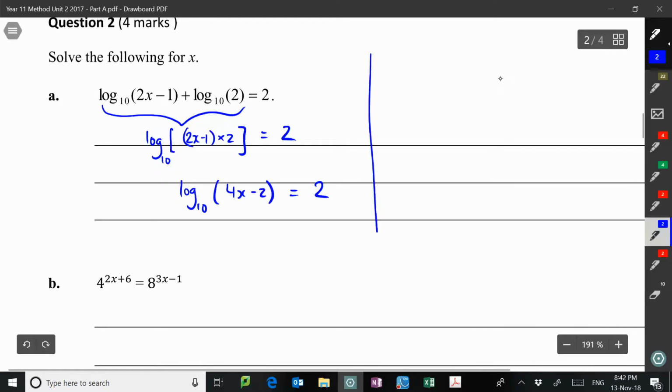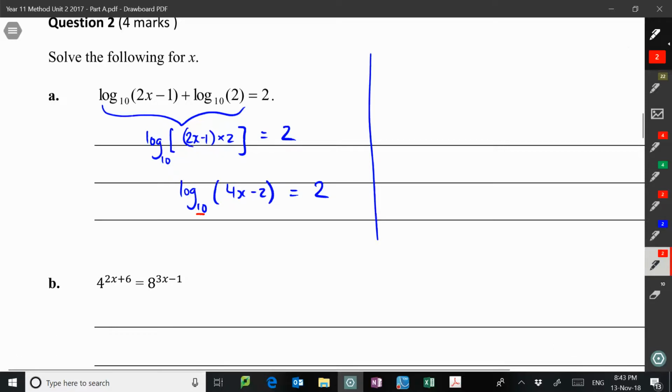Now, from here, the way I taught it in class is I said, how do you remove log base 10? See, the inverse of log is exponential. So if I want to remove log base 10, I would do exponential base 10.